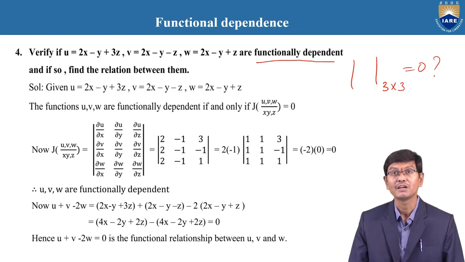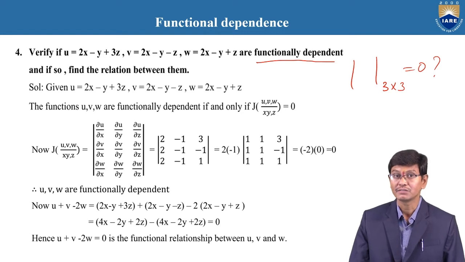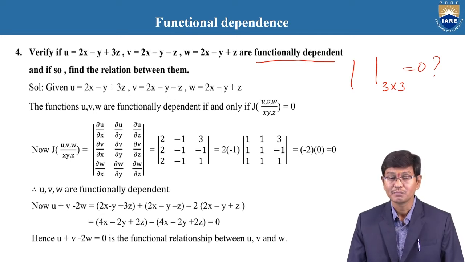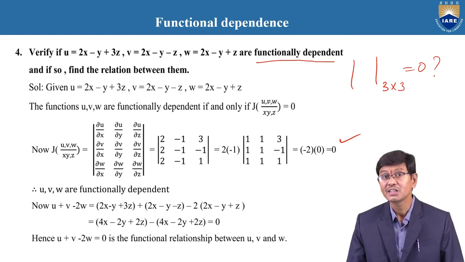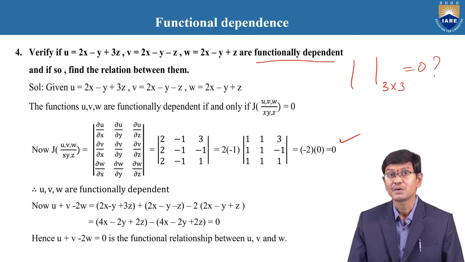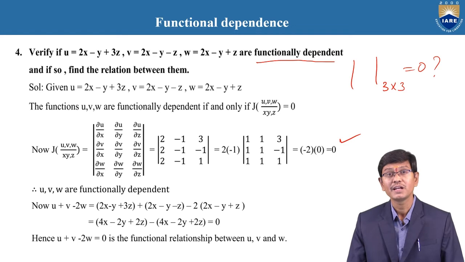While we calculate with the help of u, v, w, it is clearly obtained that the rows are 2, minus 1, 3; 2, minus 1, minus 1; 2, minus 1, 1. By using the properties of the determinant, or directly, the 3 by 3 determinant value is clearly 0. Therefore, by the definition of the Jacobian and the properties of functional dependence, it is clearly satisfied. Whenever the determinant value is equal to 0, the functions are functionally dependent.